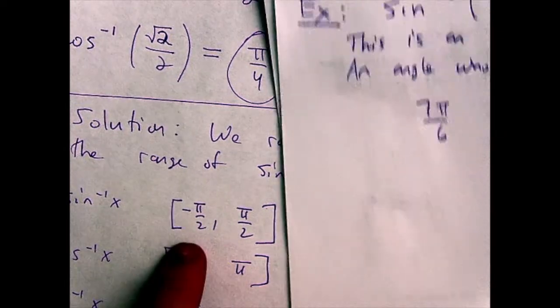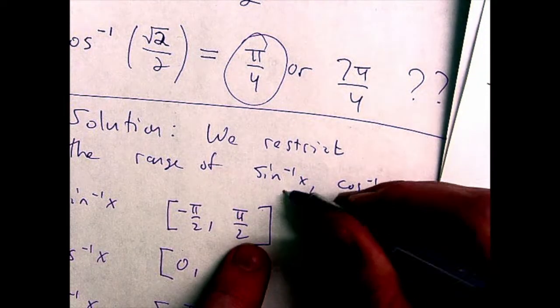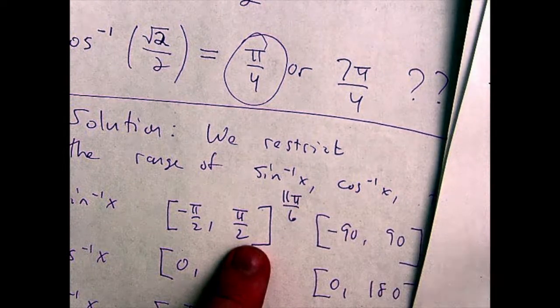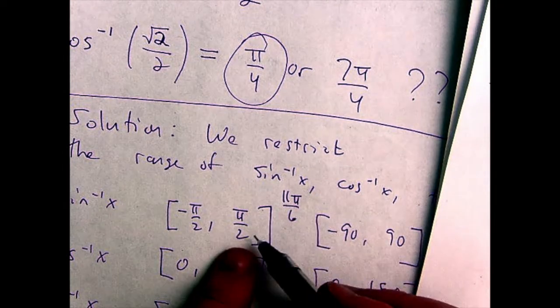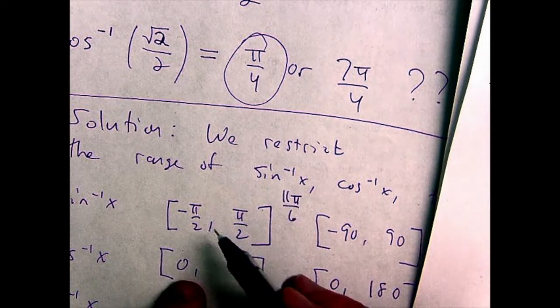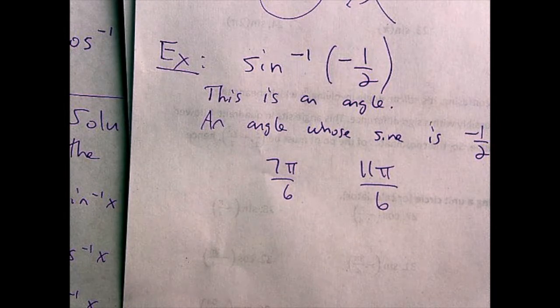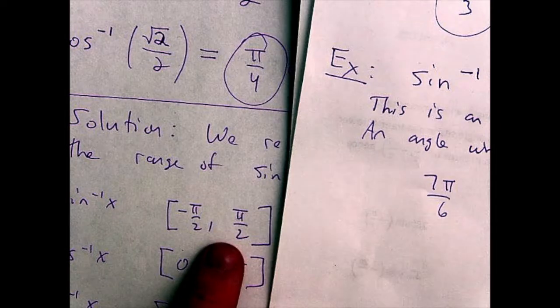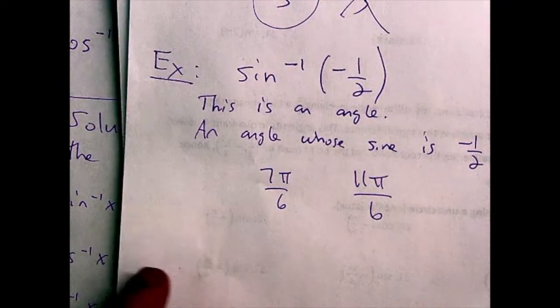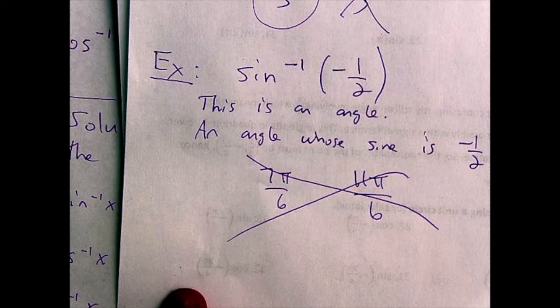Let's see, y-coordinate negative 1/2. Oh, there's one. 7 pi over 6 has a y-coordinate of negative 1/2. So maybe 7 pi over 6 is the right answer. But that's not the only angle on the unit circle with a y-coordinate of negative 1/2. I also see 11 pi over 6 has a y-coordinate of negative 1/2. So maybe 11 pi over 6 is the right angle.